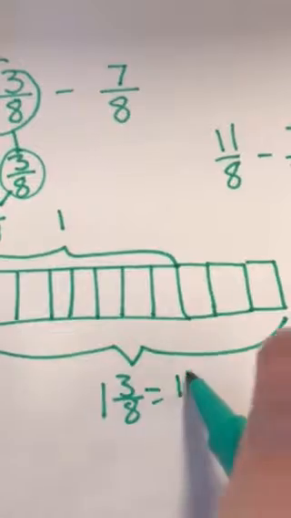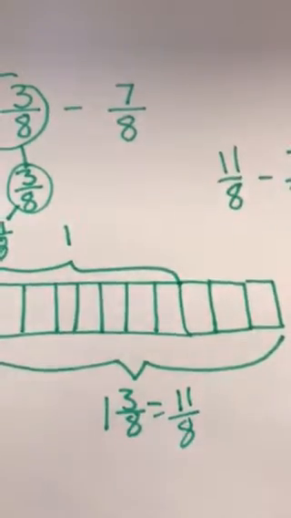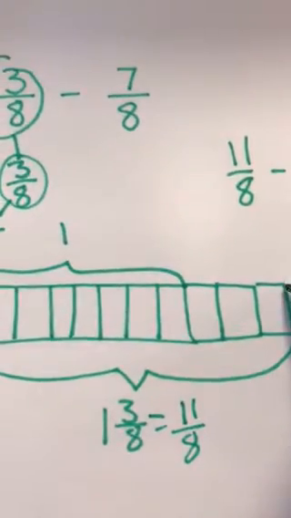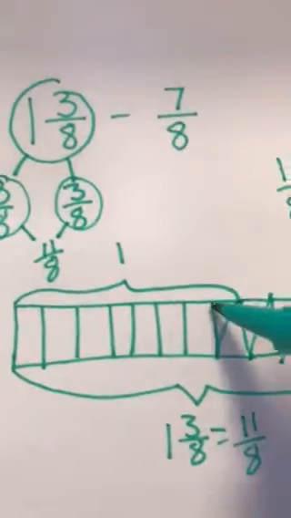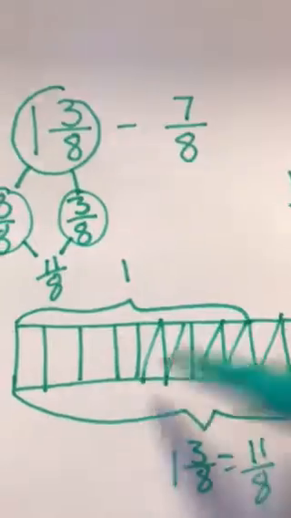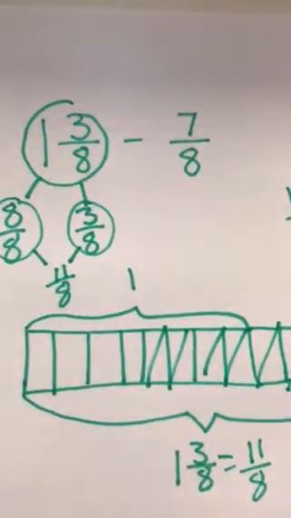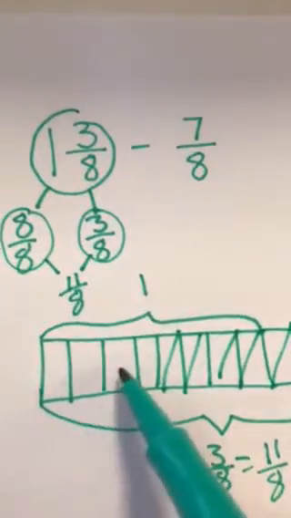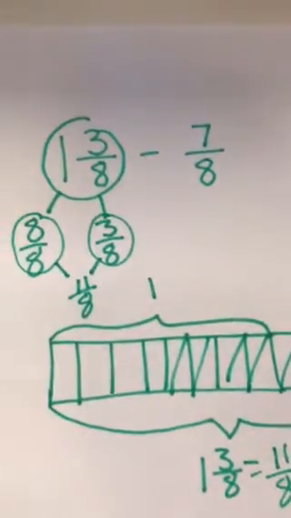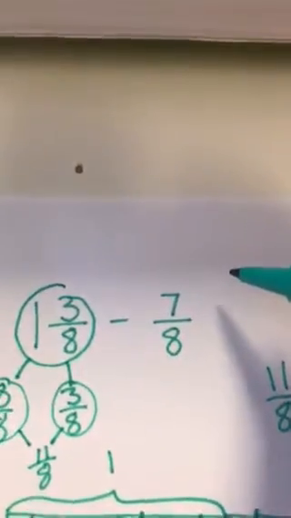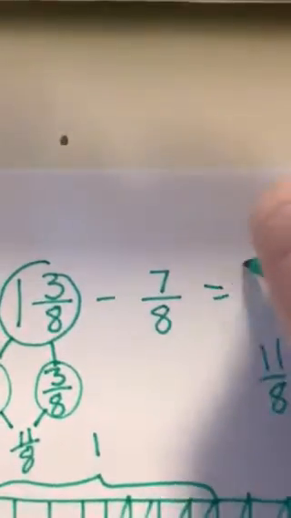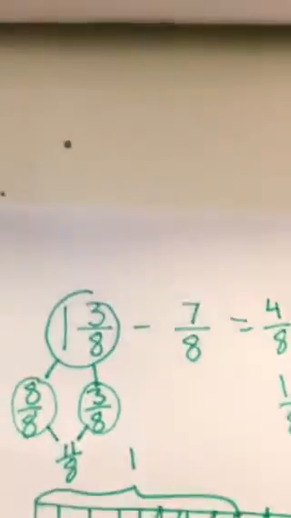This is also 11/8. Now I'm going to get rid of 7/8. So I'm going to just cross them out. 1/8, 2/8, 3/8, 4/8, 5/8, 6/8, and 7/8. And I have 1, 2, 3, 4/8 left. So 11/8 minus 7/8 equals 4/8. In the original problem, 1 and 3/8 minus 7/8 equals 4/8.